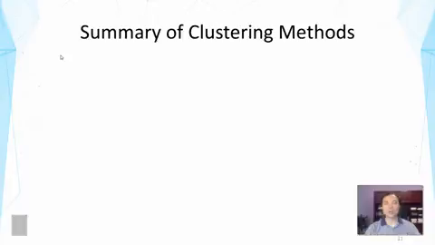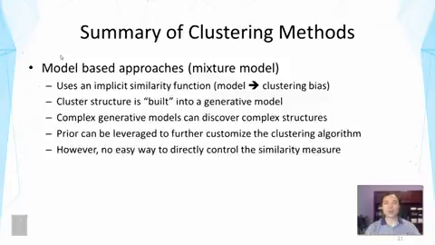So to summarize our discussion of clustering methods, we first discussed model-based approaches, mainly the mixture model. Here we use an implicit similarity function to define the clustering bias. There's no explicitly defined similarity function. The model defines the clustering bias, and the clustering structure is built into a generative model. That's why we can potentially use a different model to recover a different structure.